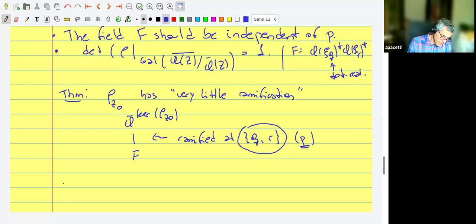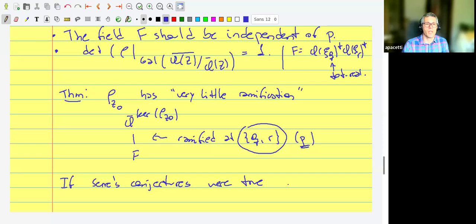And if, for example, such conjectures were true in general for any totally real number field, then somehow that should be pretty much the end of the story, because then you know that this representation that you have constructed really comes from a modular form, and then you can go ahead and try to compute the spaces of modular forms and see what happens.